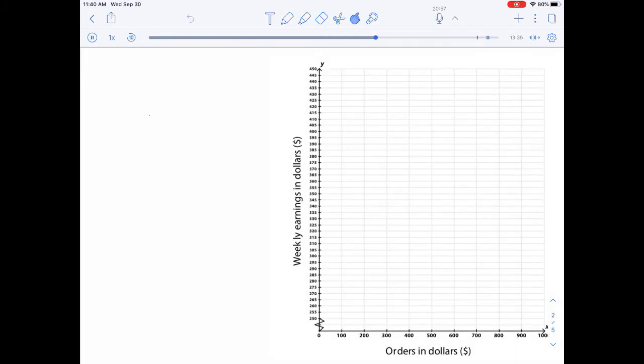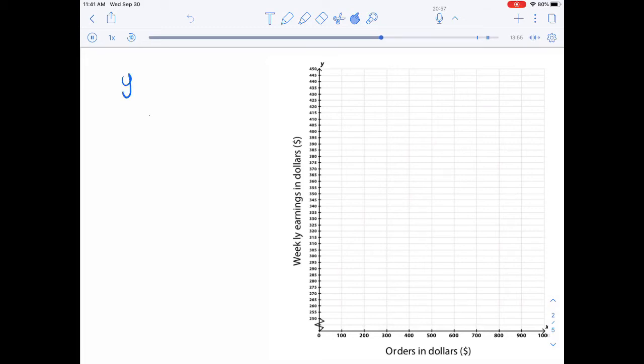Example 3. Miranda gets paid $300 each week to deliver groceries. She also earns 5% commission on the total cost of each order she delivers. Write an equation that represents her weekly pay and then graph the equation. So let's once again begin with our equation.